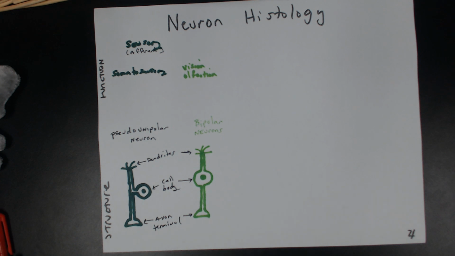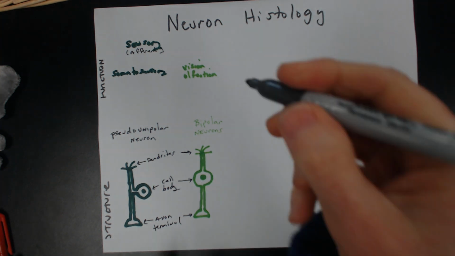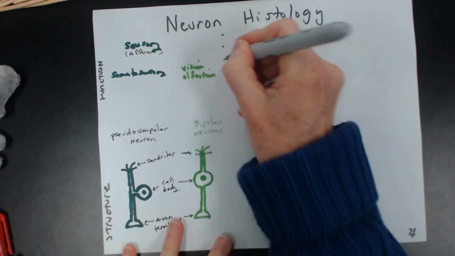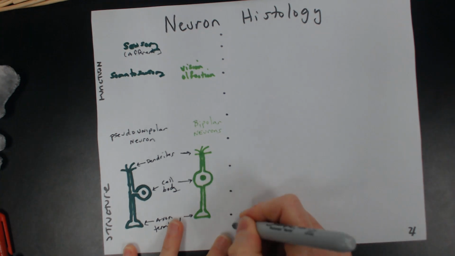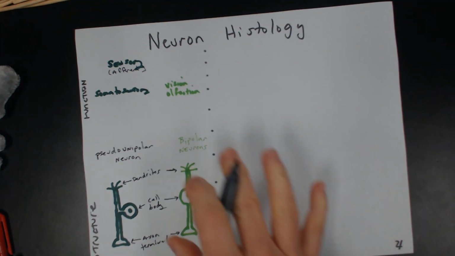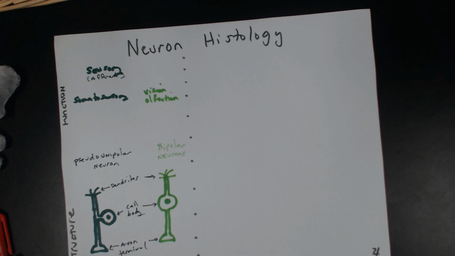Let's go ahead and divide this. I'll just make another section here. Okay, so we've talked about the sensory neurons, or the afferent neurons. Now we're going to move on to the efferent neurons, which are your motor neurons.